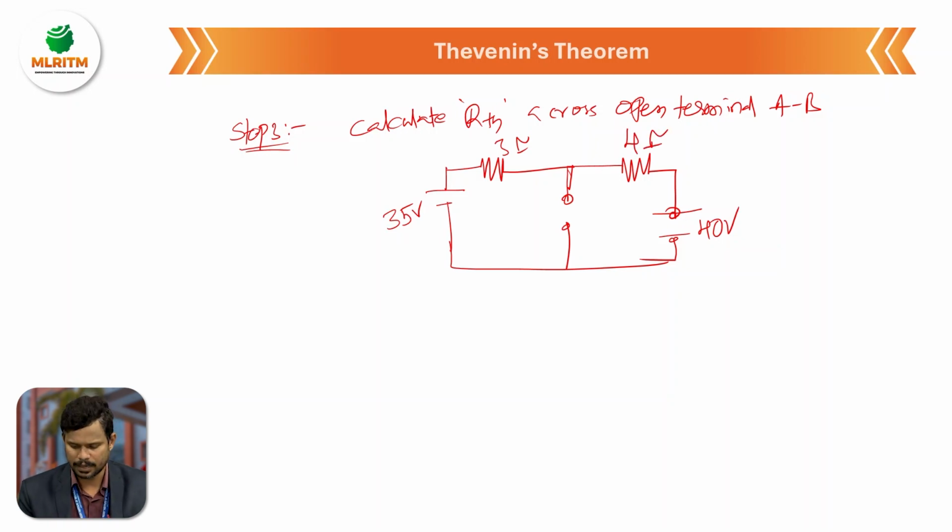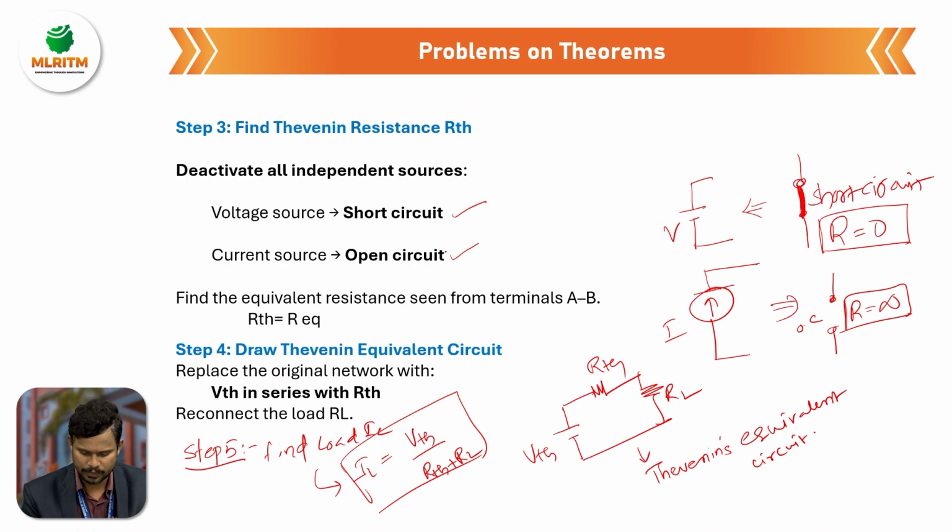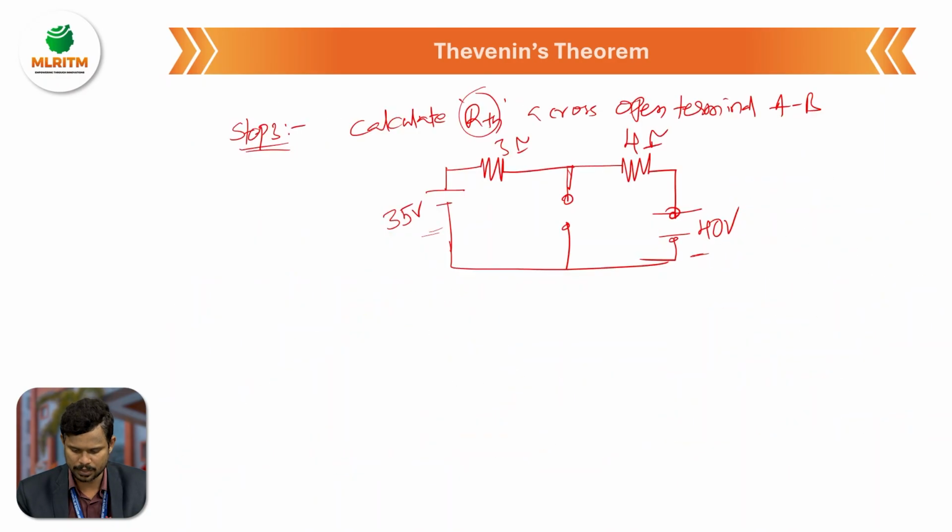The condition for calculating the RTH value is that if any source is present in the circuit, that source is replaced with its internal resistance. So these two are voltage sources, and voltage sources are replaced with short circuits. So we make these two sources short circuits. And now calculate the total resistance, that is R total, RTH, across the A and B terminals.